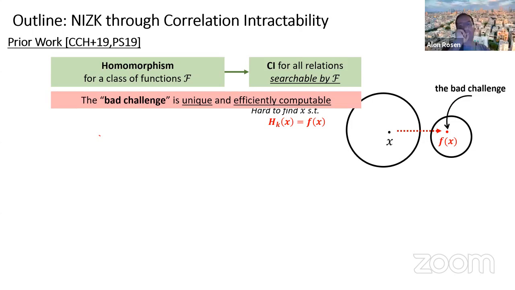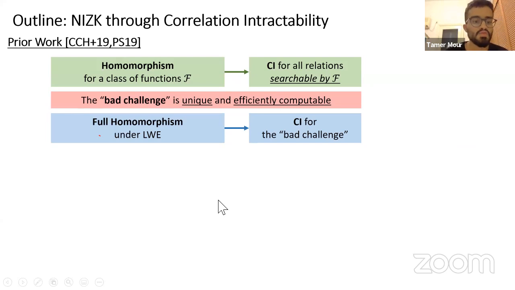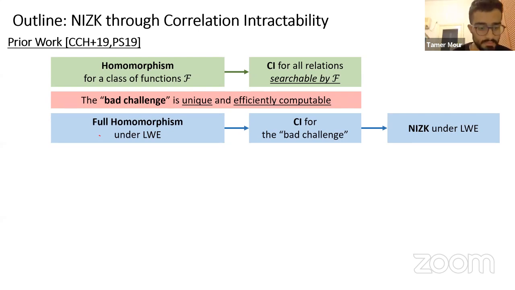So in this picture, this f of x is our bad challenge. Using this observation, we know that we get homomorphism for all efficiently computable functions under LWE. So this is simply a full homomorphism. And therefore, we get correlation intractability for all efficiently computable relations, in particular, our bad challenge function. And therefore, we get NIZKs under LWE.